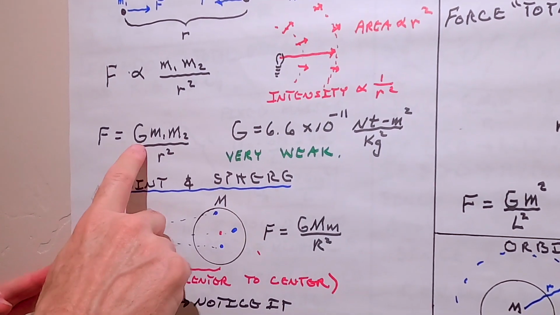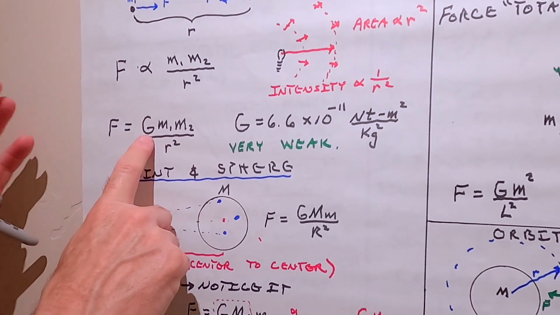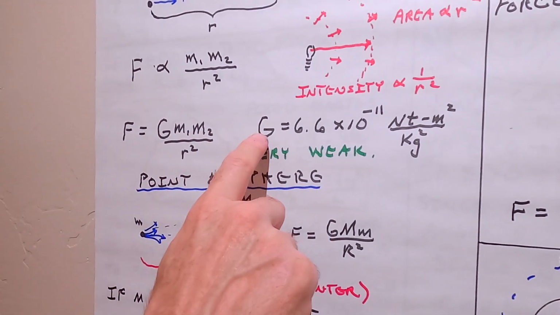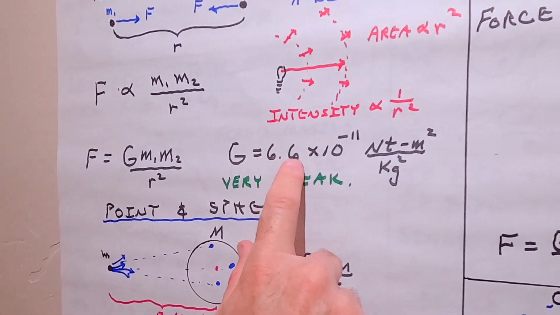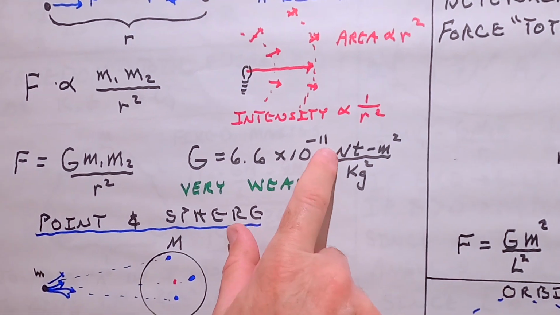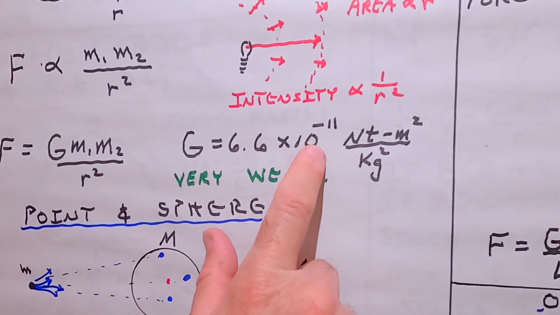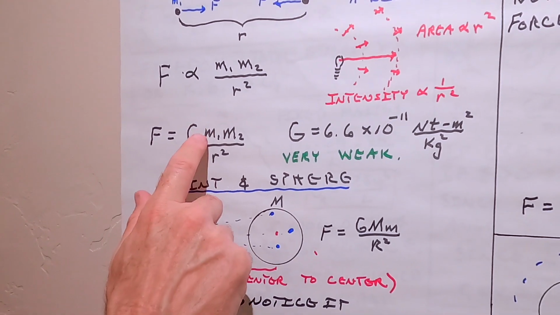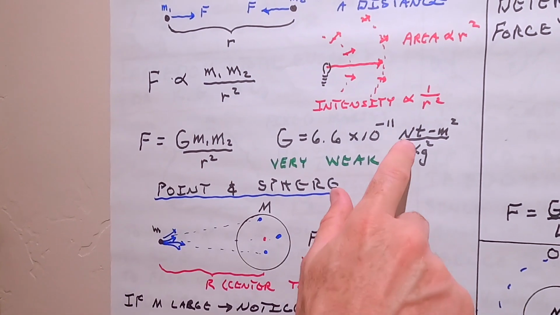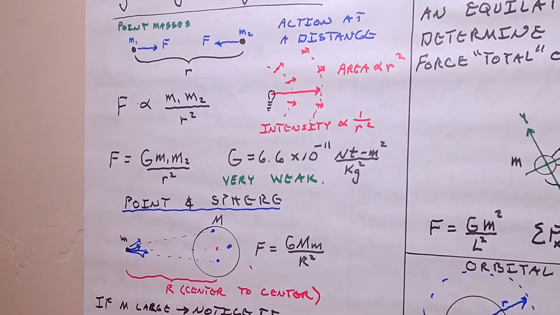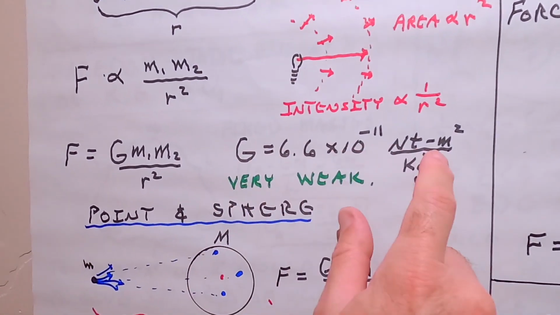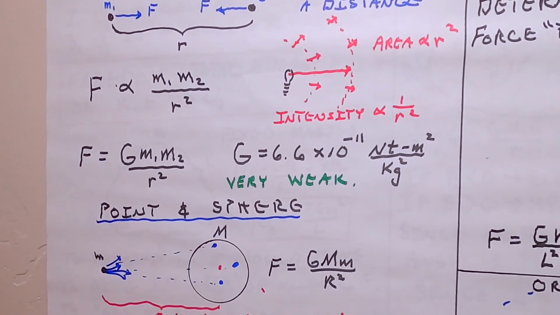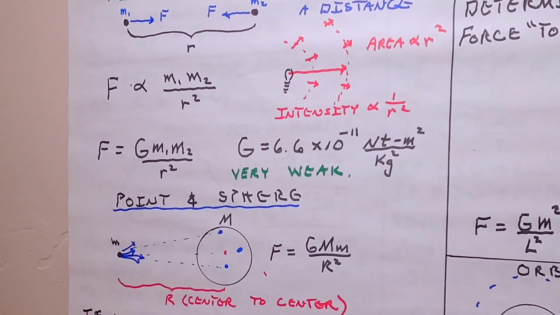And Newton couldn't measure it. They couldn't measure this until 200 years after Newton came up with this. And they measured it to be 6.6 times 10 to the minus 11. Very small number right here. The units: I need newtons, but I want to get rid of the kilogram squared and the meter squared, so it's newton meter squared per kilogram squared. Now, Newton didn't know what this value was, but he guessed it. He guessed 6.5 times 10 to the minus 11, so he was a very good guesser.